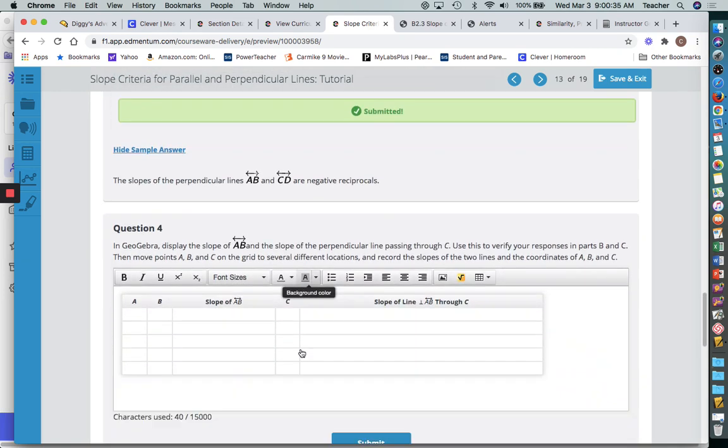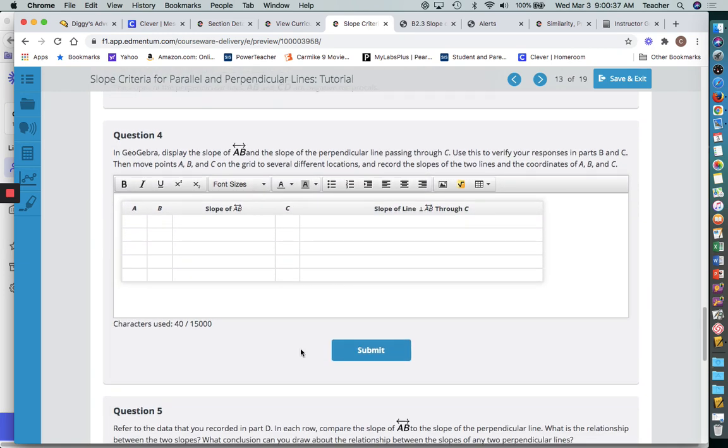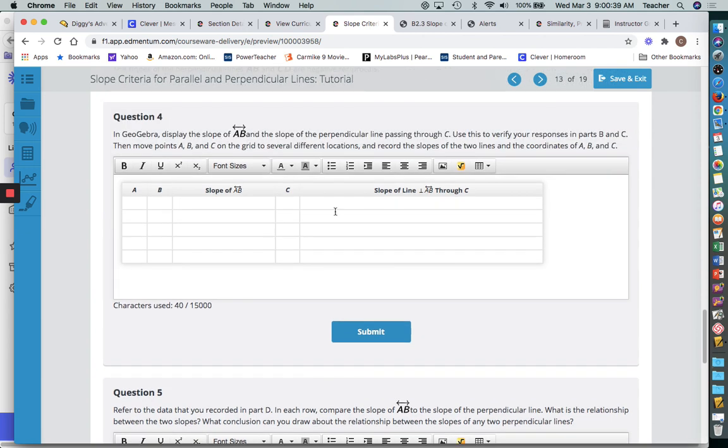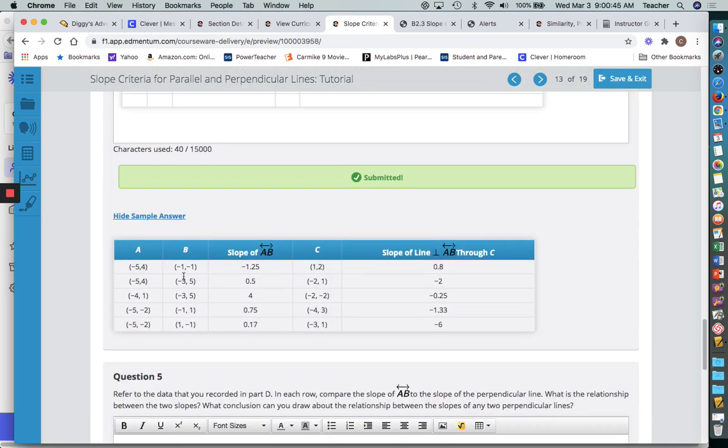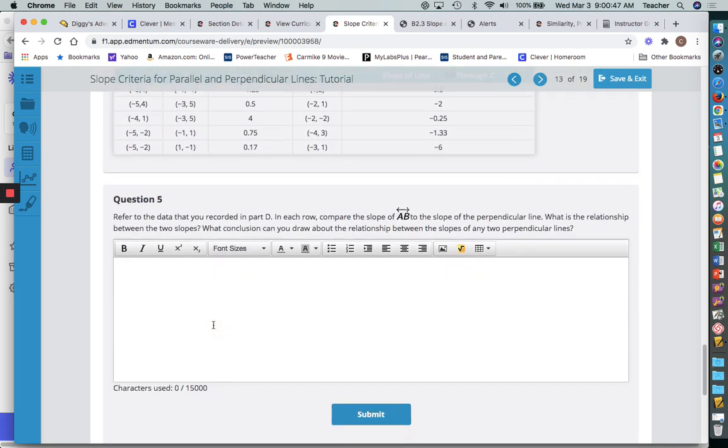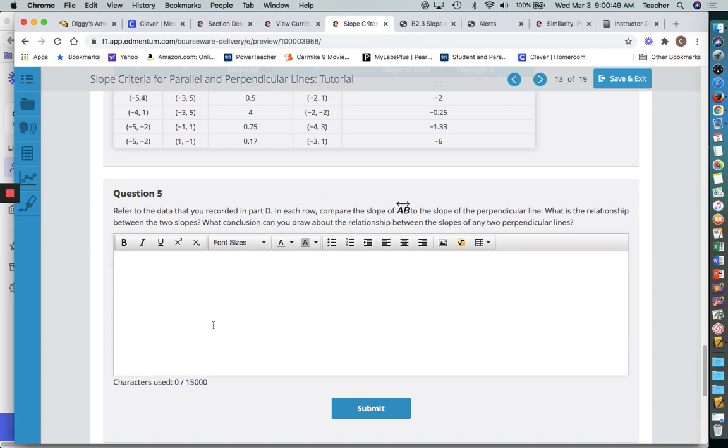All right. Question number 4 is just going to be manipulated, but I've got a student waiting on me, so I'm not going to take the time to do that one. You can see what we got here. Question 5. Review the data recorded in Part D. Compare the slopes, the perpendicular relationship. They are opposite reciprocals. So they are perpendicular.